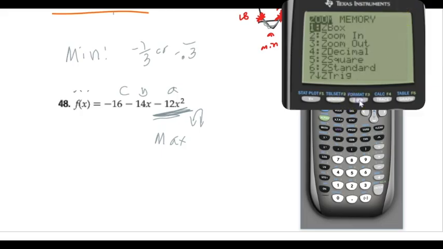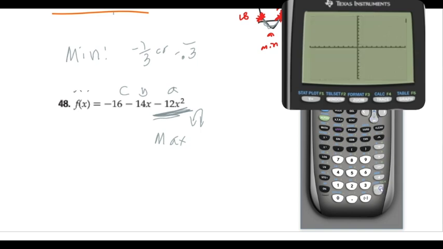A couple ways you could do it. You could zoom fit, which works for some people. Zoom fit tries to fit it in for you so you can get a nice view. But for me, it doesn't always work the greatest. It's not that bad. There you go. This is why zoom fit. And then we're going to find the max.